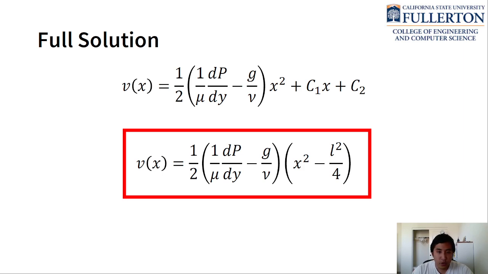And what you'll notice here is that whenever you have the pressure gradient and gravity, our solution takes the form of a quadratic function. That's something really important to remember with Navier-Stokes: whenever you have some kind of internal forcing, whether it be pressure gradients or gravity, you should get a quadratic form in the solution.